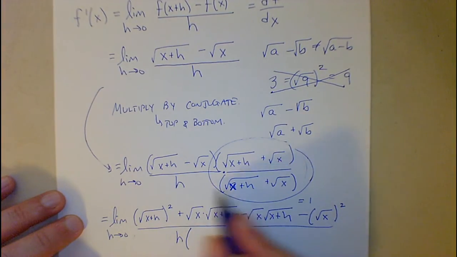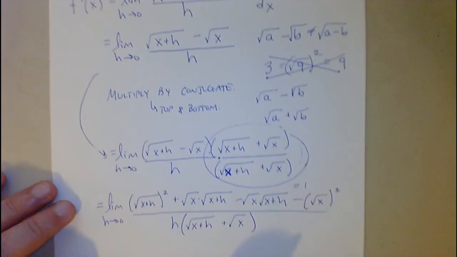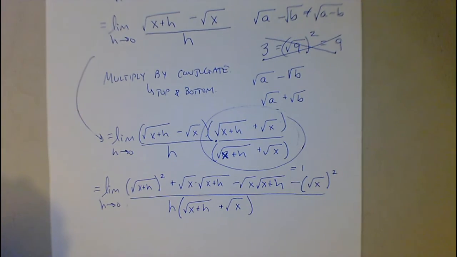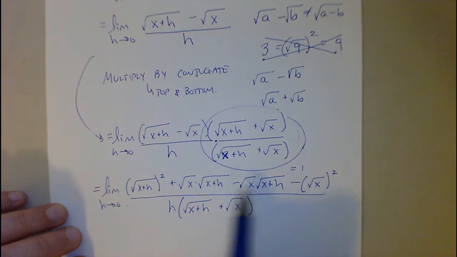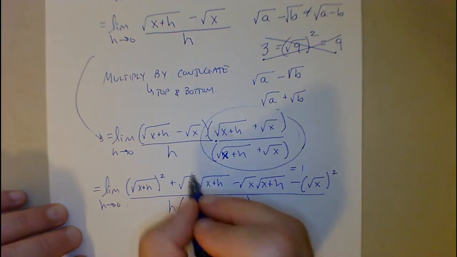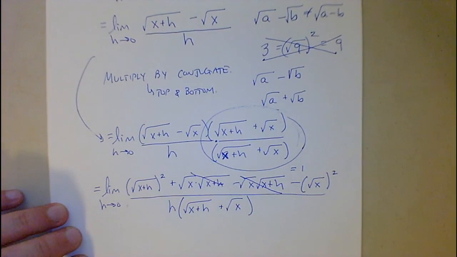Now I'm not going to go ahead and distribute this h. I could if I wanted to. It's not really going to make that much of a difference right here. So I'll just keep it like that. What does that give me? It gives me two things right off the bat. This and this are opposites. It's something minus itself. That will sum to 0.